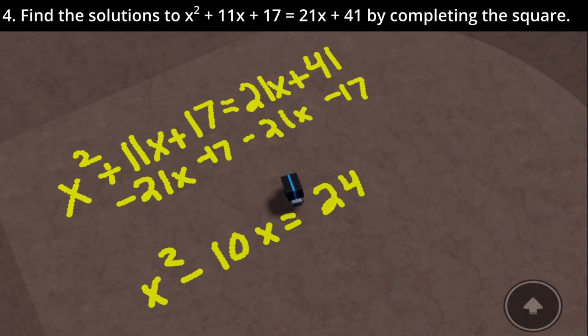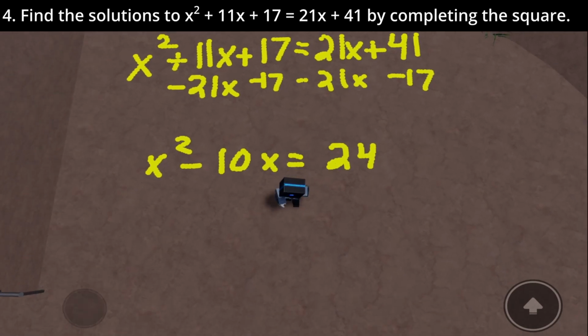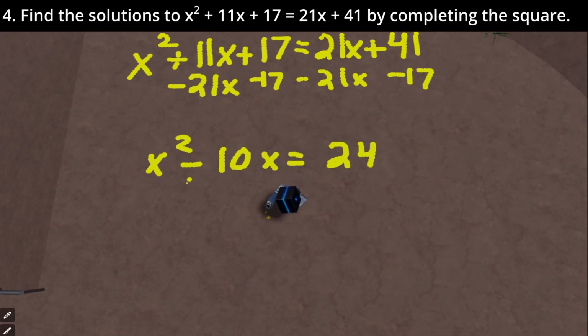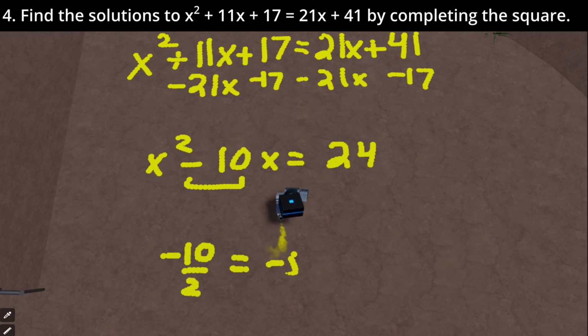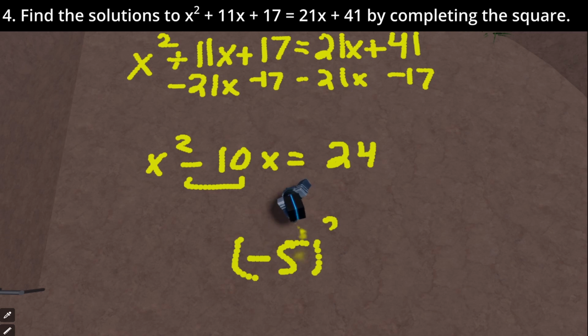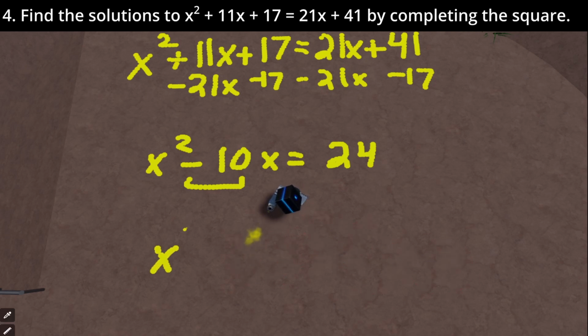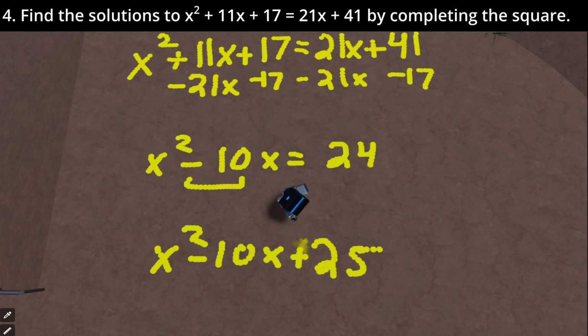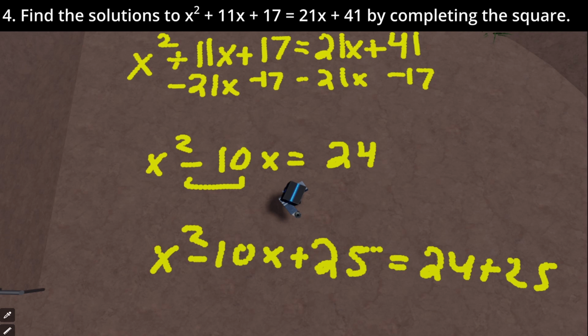Now we're ready to complete the square. So to complete the square, take the x term coefficient of minus 10 and divide it by 2. Minus 10 divided by 2 is minus 5. Then you have to square that number right afterwards. So minus 5 squared is equal to positive 25. And that's the number we're going to add to both sides to complete the square. So if we add 25 to both sides, I'll have x squared minus 10x plus 25 is equal to 24 plus 25. 24 plus 25 is just 49.